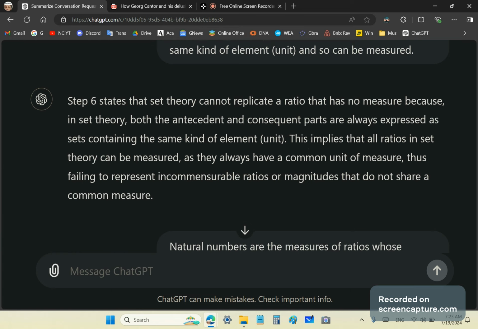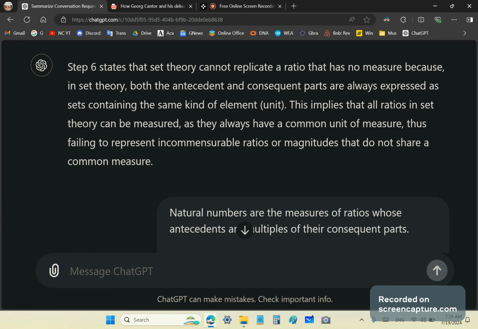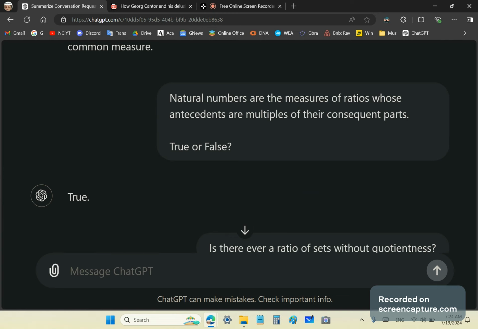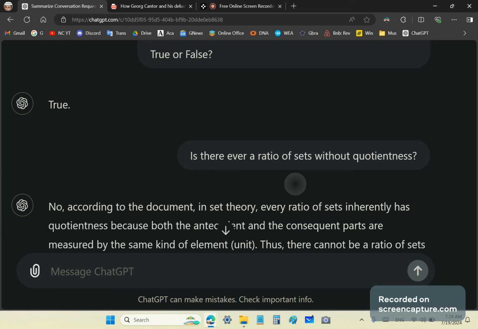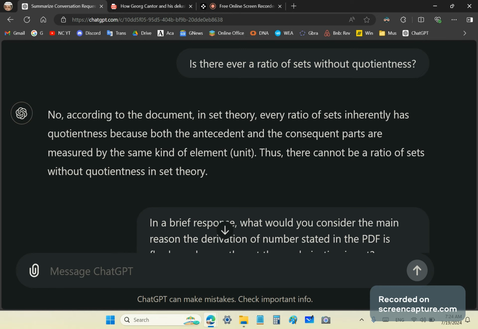And then, of course, ChatGPT responds with clarification. And I continue to ask it if ChatGPT understands that natural numbers are measures of ratios whose antecedents are multiples of their consequent parts. Again, nothing here about actual units because they can be any size and their type doesn't matter. And good student that GPT is, it gets the answer correct, true. Is there ever a ratio of sets without quotientness? And again, ChatGPT answers correctly, no, there is no such ratio.